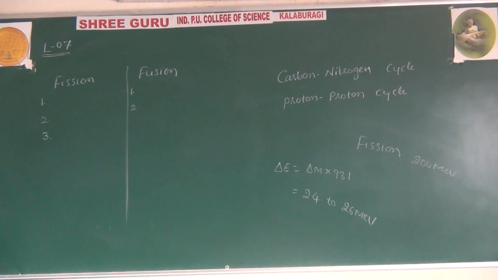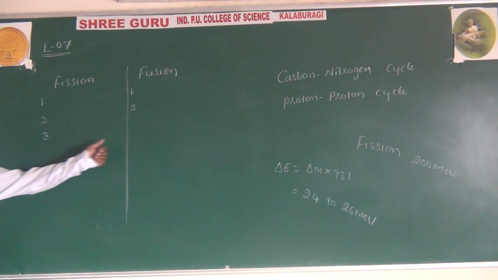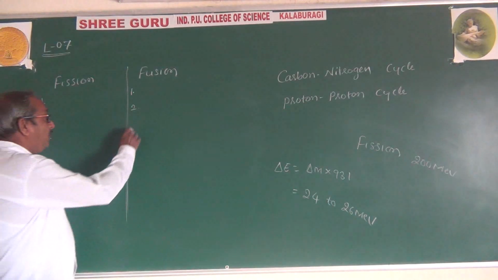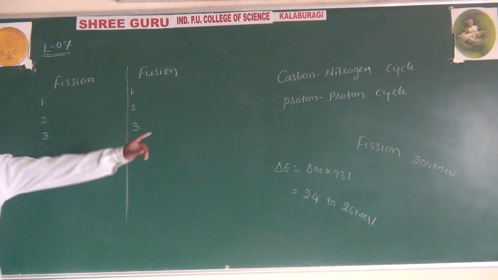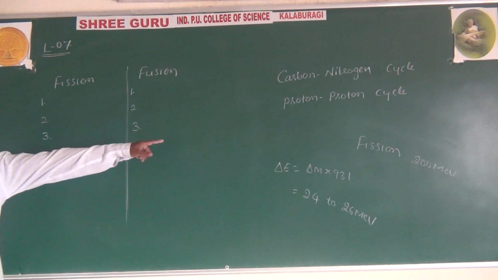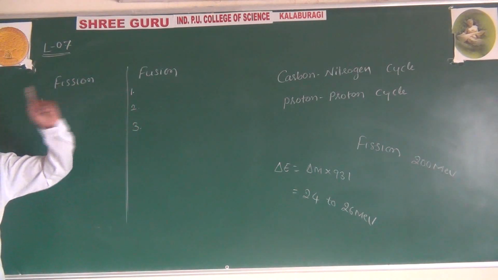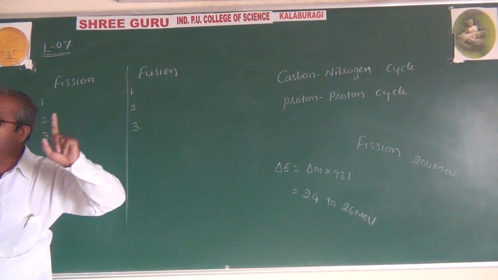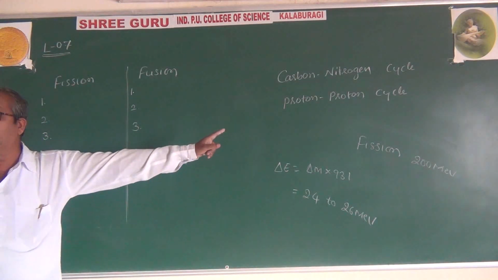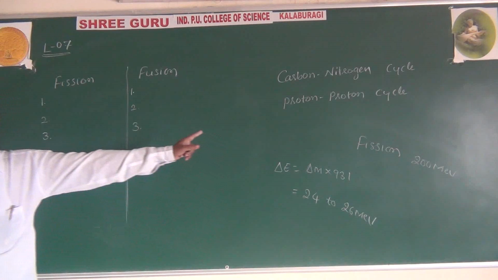The third difference is that the amount of energy released per atom is more in fission, which is about 200 mega electron volt. Here, per fusion the amount of energy released is about 26 mega electron volt. So the energy released per fission is more than that of the energy released per fusion.